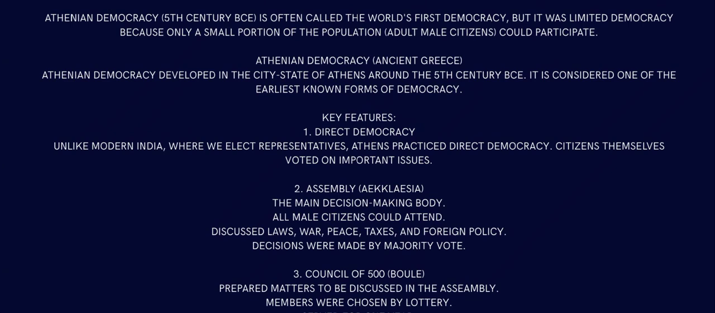The second feature is the assembly, that is the Ecclesia, the main decision-making body. All male citizens could attend and discuss law, war, peace, taxes, and foreign policy. Decisions were made by majority vote. Likewise, everybody gathered and spoke on different issues.